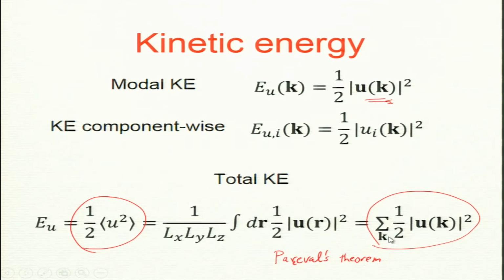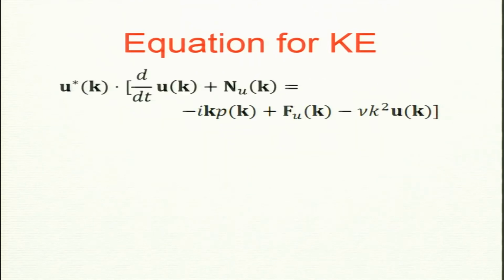So, we need to write down the equation for the energy of u of k. I already wrote the equation for u of k, but I need to write the equation for this modal kinetic energy. I have energy for every k mode. How does it change with time? I derived this equation within the bracket, done before, so I stick to that.